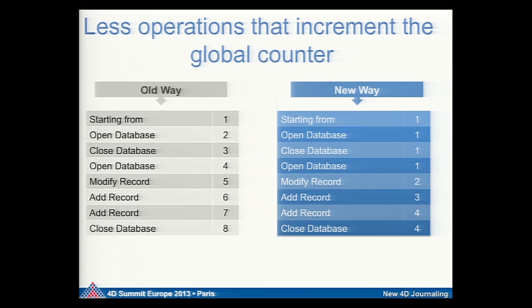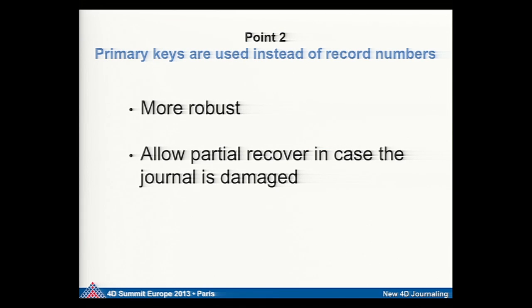So we start with 1. When you open the database, then you move on to 2. If you closed it, it moved to 3, and you opened at 4. Now, the counter stays at 1, and it's only a record modification or a record addition that counts in this example. It's just a quick table that explains what's going on internally.